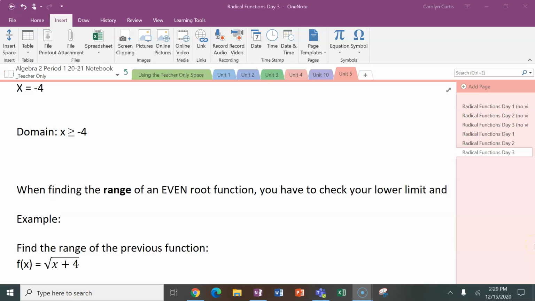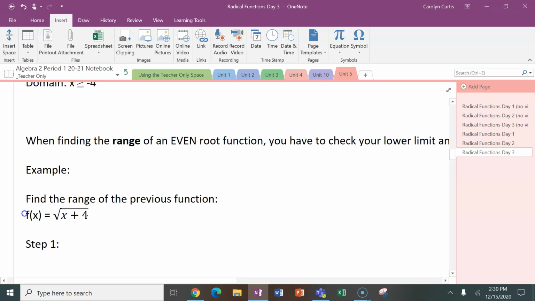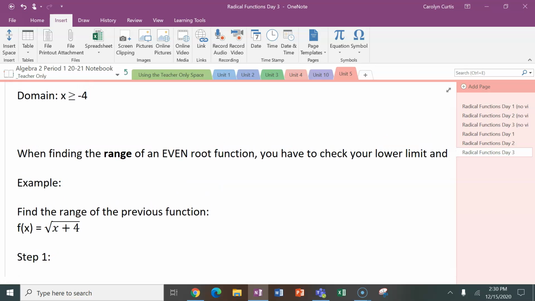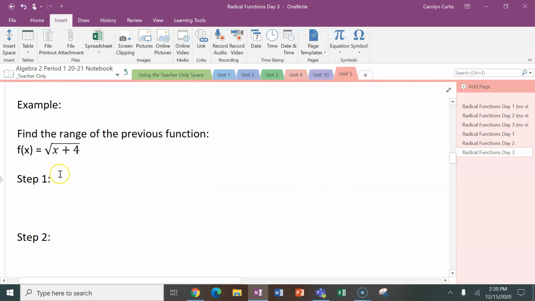Now that we found the domain of the even root function, we are going to find the range of the even root function. In order to find the range, the range is dependent upon the domain. So we found the domain. We know that our domain was greater than or equal to -4. So we have to check the lower limit and the upper limit. In this case, we're going to check the lower limit first, because that's the minimum it can be.